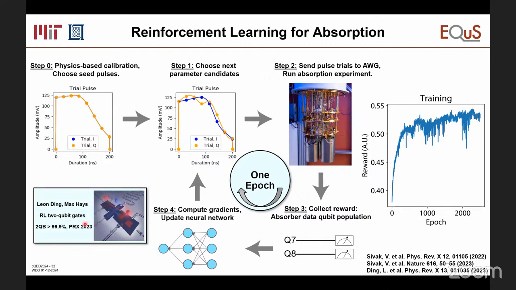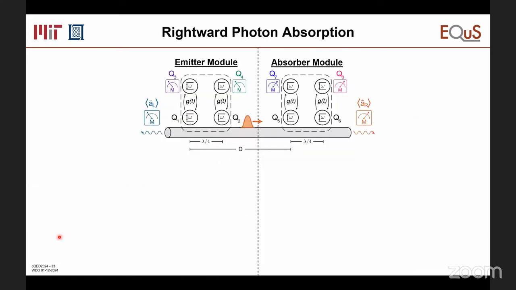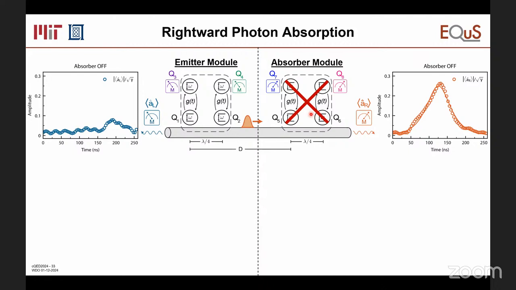And this is very similar to what Leon Ding and Max Hayes did on this two-qubit fluxonium gate, which exceeded 99.9% fidelity. So similar type of reinforcement learning. Okay, so the experiment that we hope to publish soon is basically what I'll show now, which is we'll start with this emitter module. We send a photon to the right and absorb it here. The first thing we do is we don't absorb it here. We just say, don't turn on the absorber. And what we find is that the photon does in fact go out to room temperature. Goes to the right, nothing goes to the left.